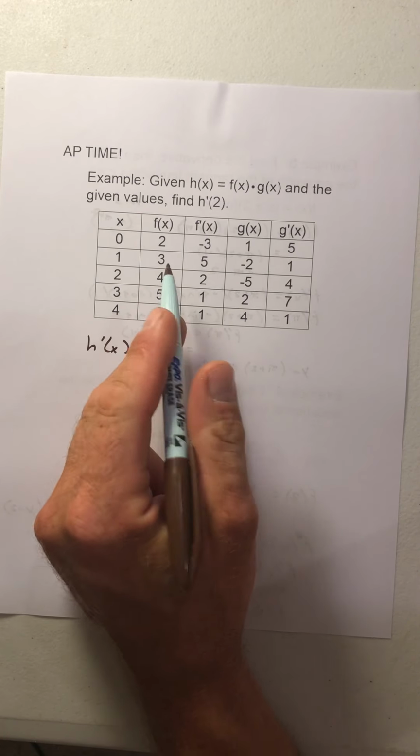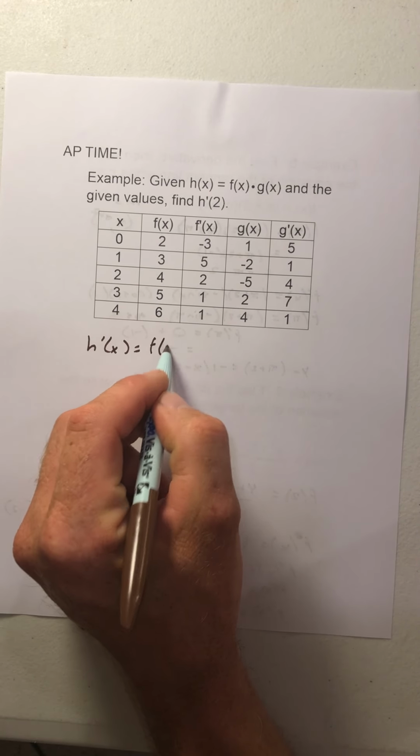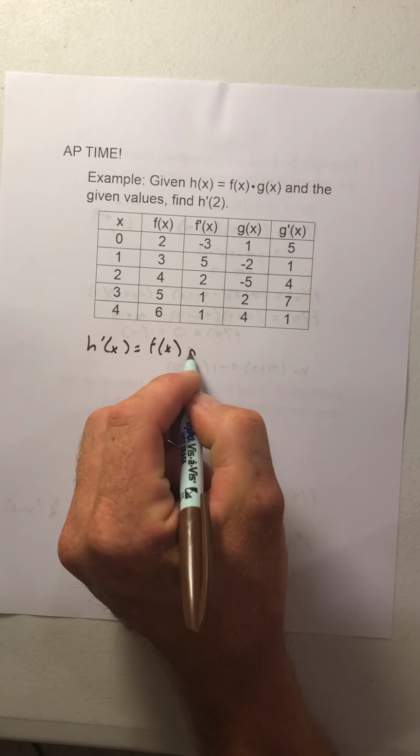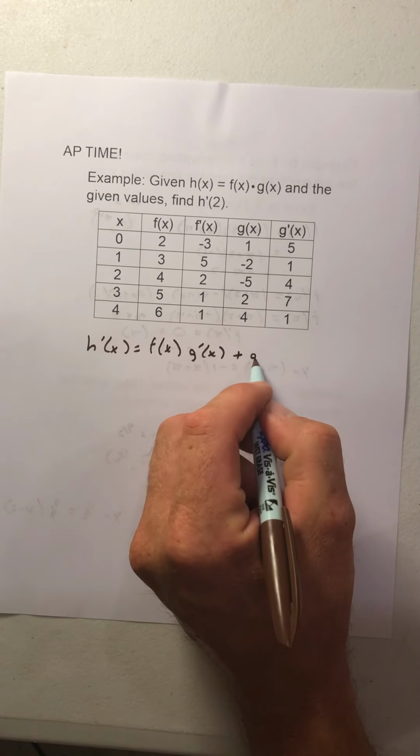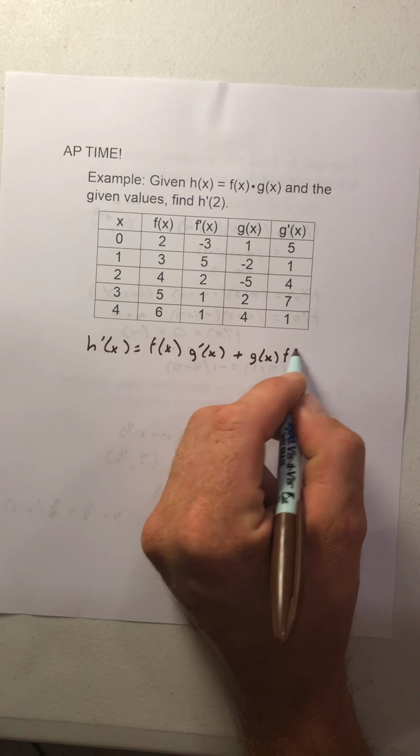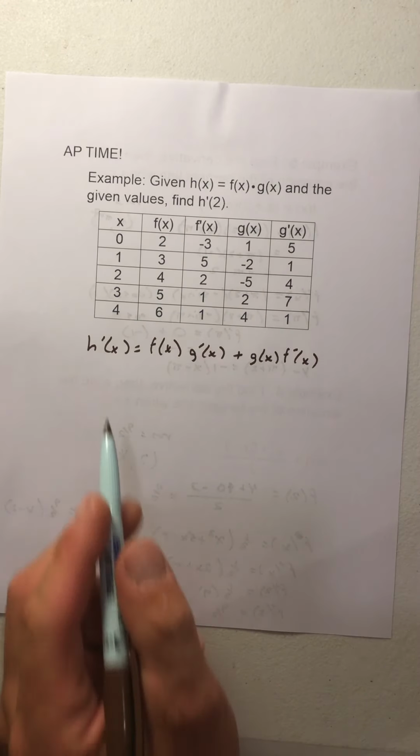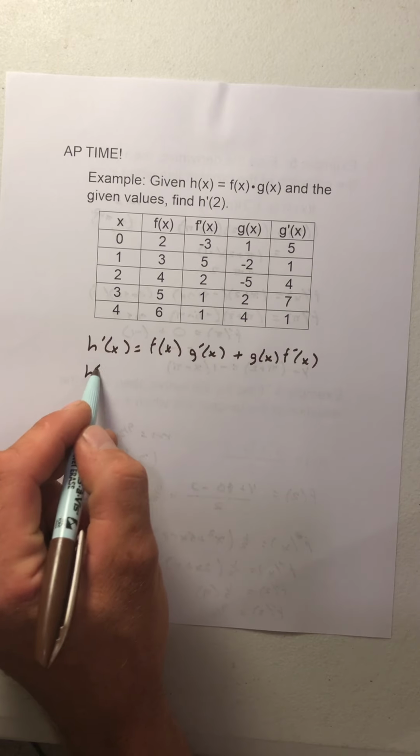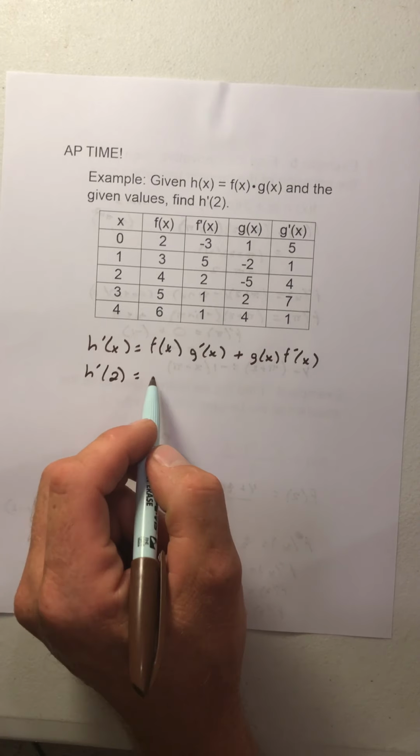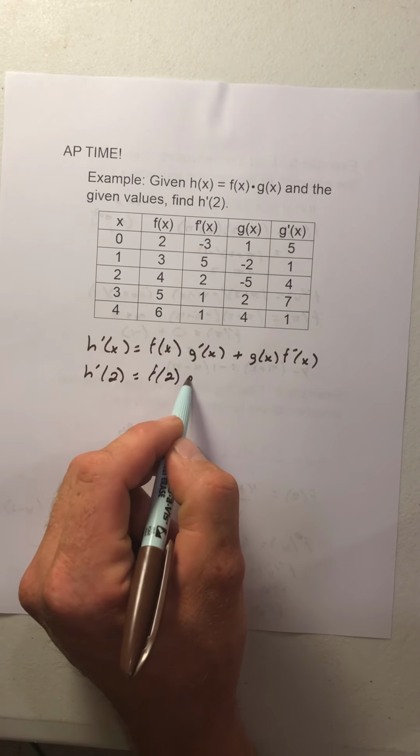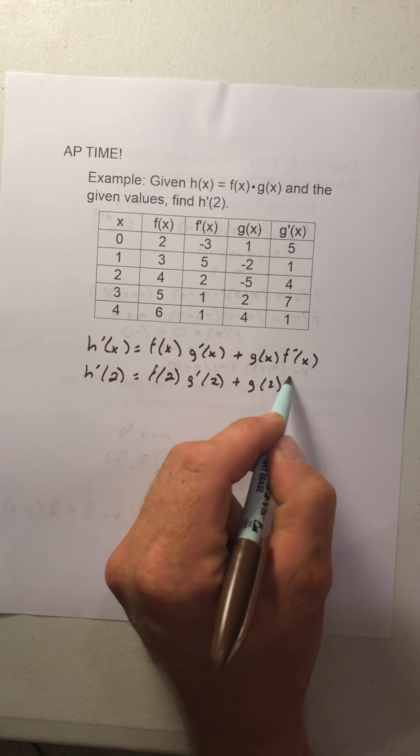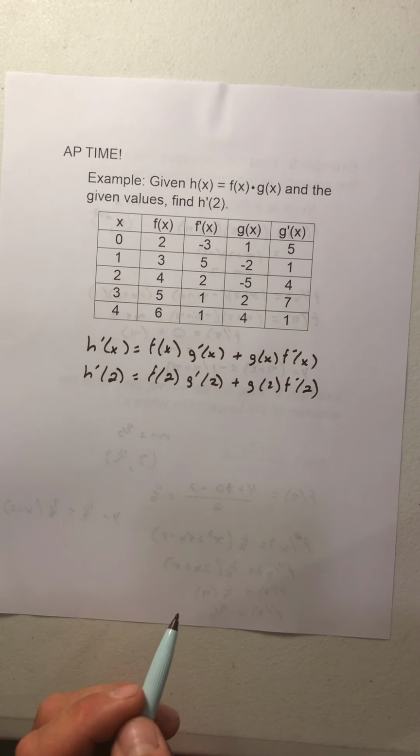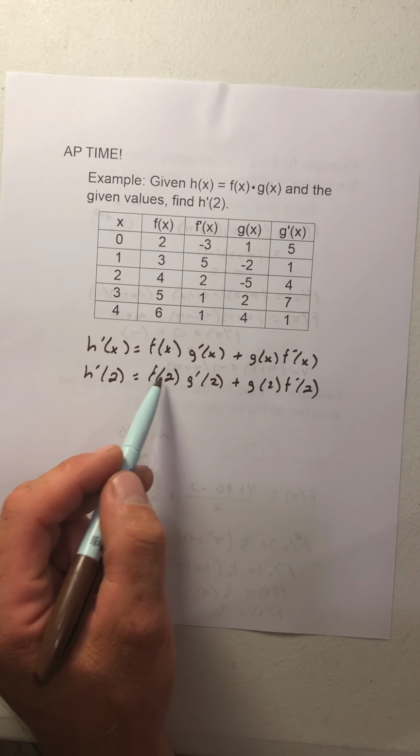To find h prime of x, we've got to find the derivative of this. So the derivative of f of x times g of x, remember, is going to be f of x times g prime of x. And to that, we're going to add g of x times f prime of x. And then we're asked to find h prime of 2. That's going to give us f of 2 times g prime of 2 plus g of 2 times f prime of 2. Now we read the chart.